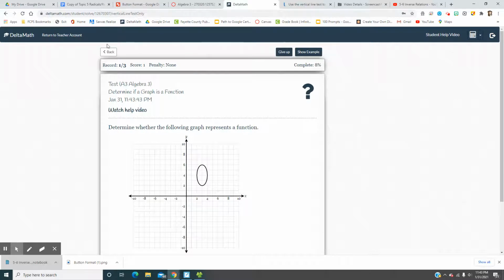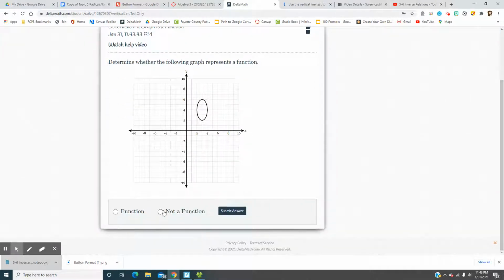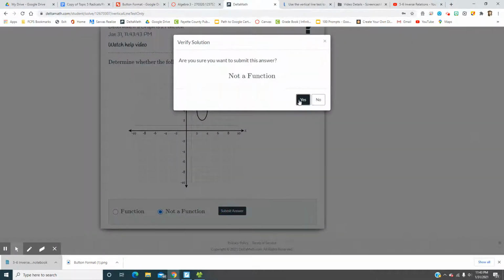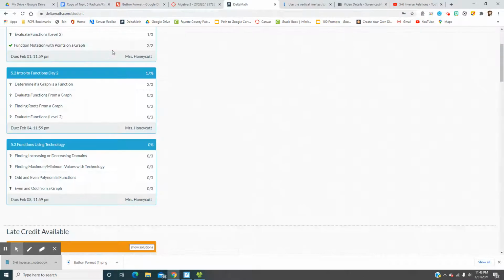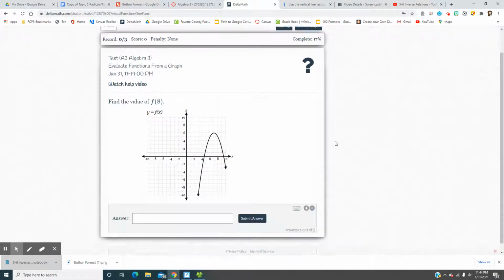All right, next one. Here, if I were to draw a vertical line, I would see that it would hit the graph twice. So I'm going to choose not a function again. Check my answer. Yes.